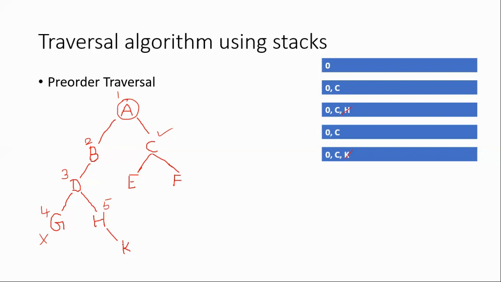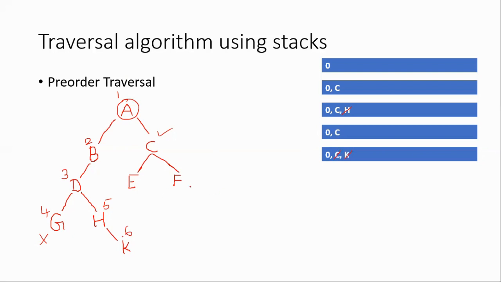K is again a terminating node. It's not having any child, neither left nor right. So K has nothing to do. K is processed here, so this will be the sixth node for us. Now again, we will pop from the stack. So what will be popped now? C will be popped from the stack.